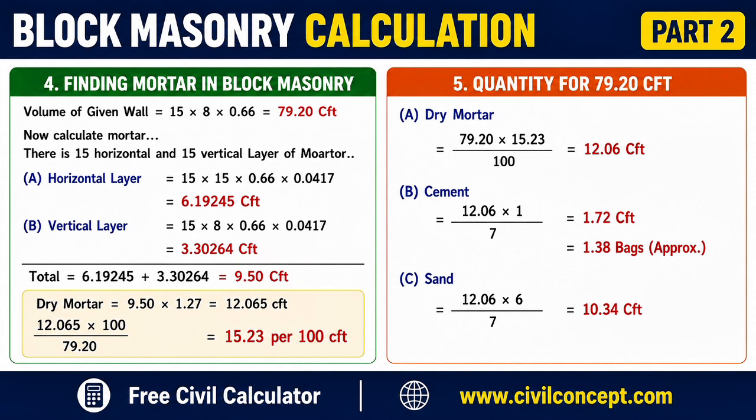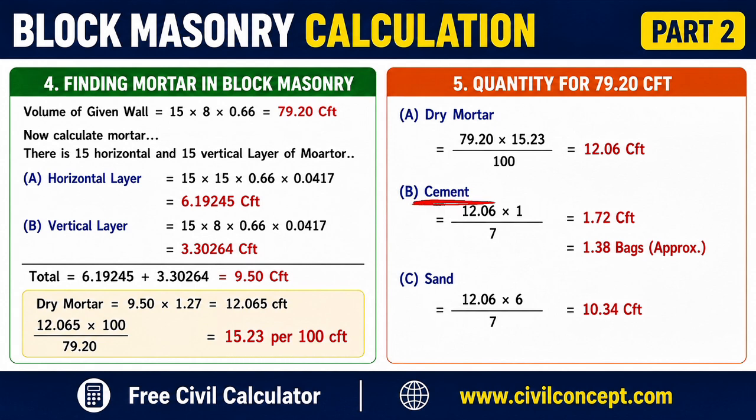To convert wet mortar into dry mortar, multiply by 1.27. So 9.50 multiplied by 1.27. That gives 12.06 cubic feet. Now calculate dry mortar required per 100 cubic feet of masonry. 12.06 multiplied by 100 divided by 79.20. That gives 15.23 cubic feet per 100 cubic feet of masonry.